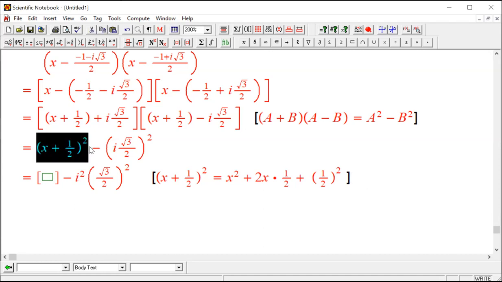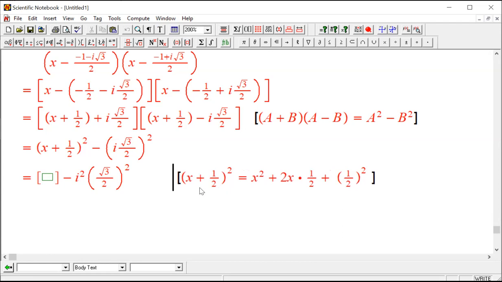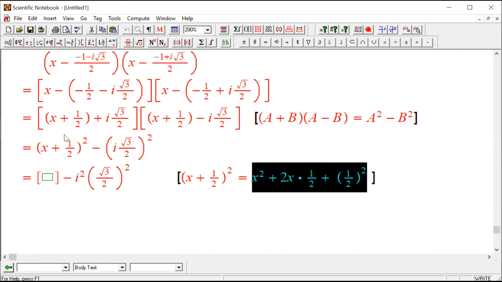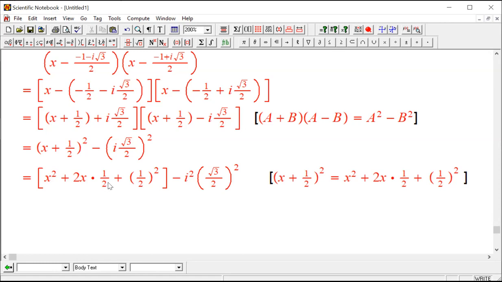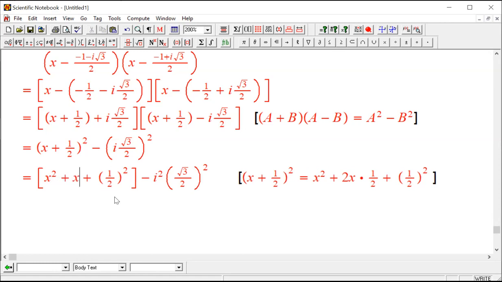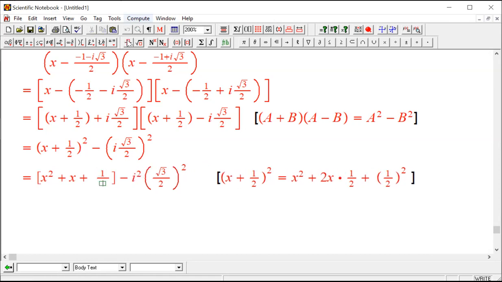When we FOIL this piece, do this on the scratch paper. So X plus half squared is X squared plus 2 times X times half plus 1/4. So 2 times half, that's 1. So this piece is going to equal that, and just simplify it. That's going to be X, and that's going to be a quarter.